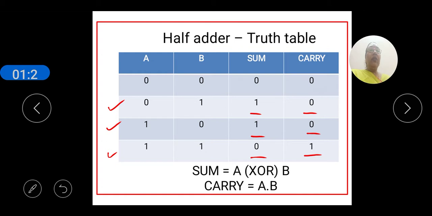Now when you see the truth table for the sum, it corresponds to the truth table of an exclusive OR gate. So the sum is represented as A exclusive OR B. When you see the truth table for carry, it resembles the truth table for an AND gate. So the carry is represented as A dot B.